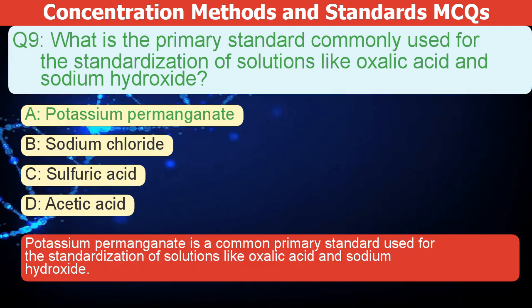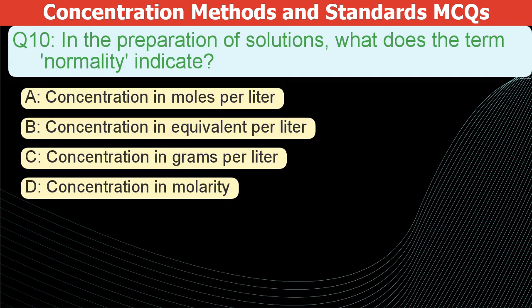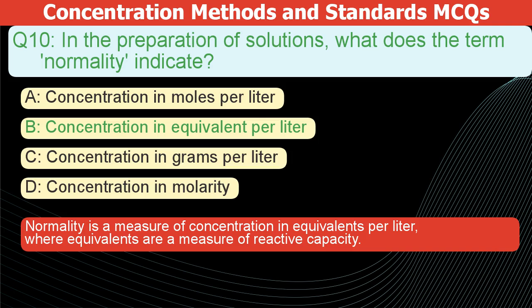Potassium permanganate is a common primary standard used for the standardization of solutions like oxalic acid and sodium hydroxide. In the preparation of solutions, what does the term normality indicate? A. Concentration in moles. B. Concentration in equivalents. C. Concentration in grams. D. Concentration in molarity. The correct answer is B.